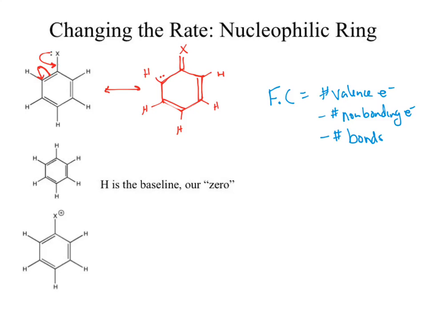That means to calculate, I'm going to start with hydrogen. What is the formal charge of my boxed hydrogen? Well, hydrogen has how many valence electrons? 1 minus the number of non-bonds, 0, minus the number of bonds, 1, which gives me 0.